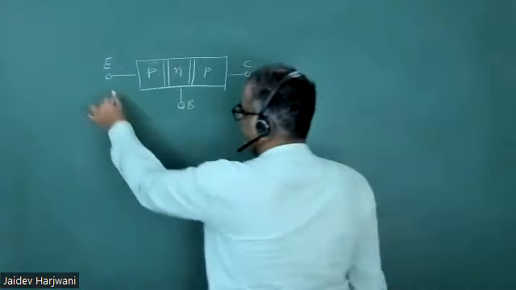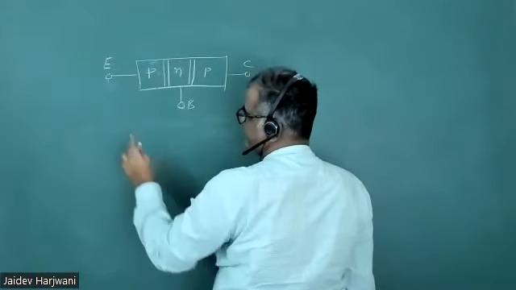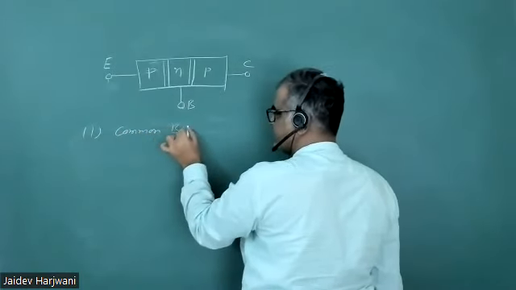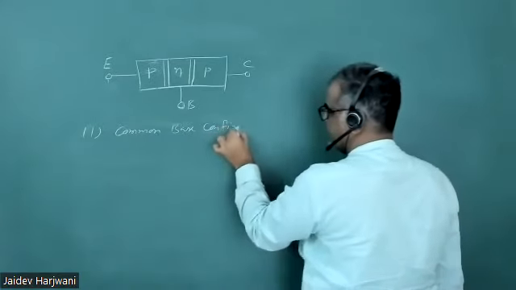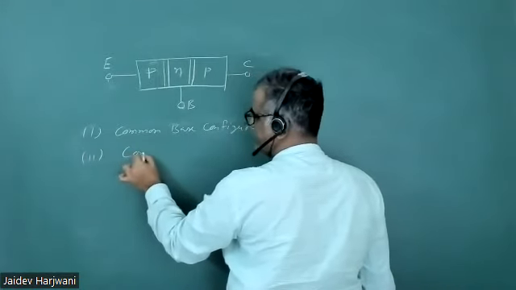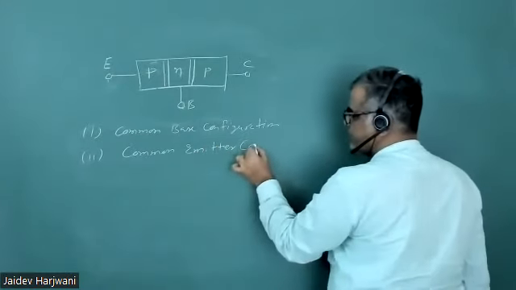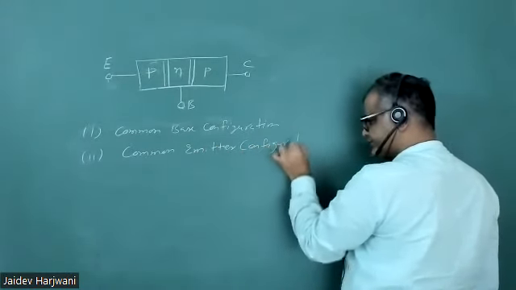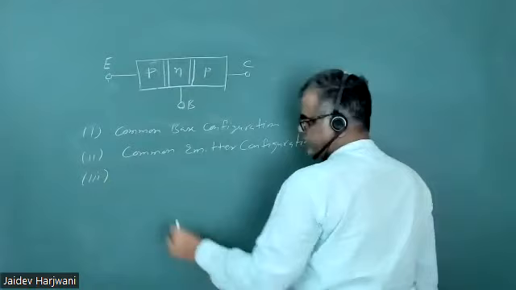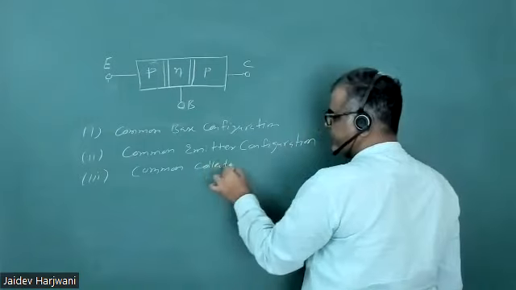Suppose this transistor can work in three configurations. One is called common base configuration. Second is your common emitter configuration, and your third is your common collector configuration.